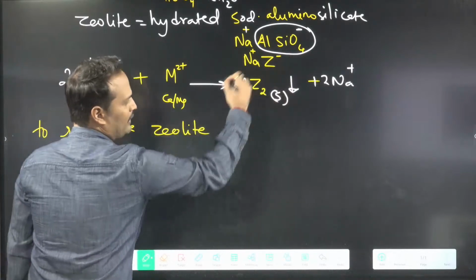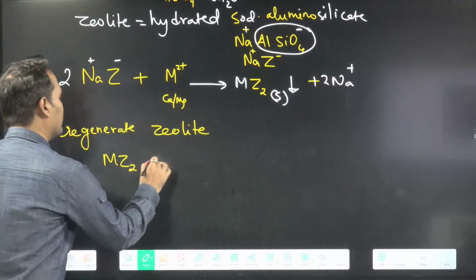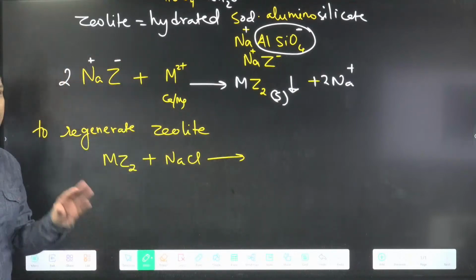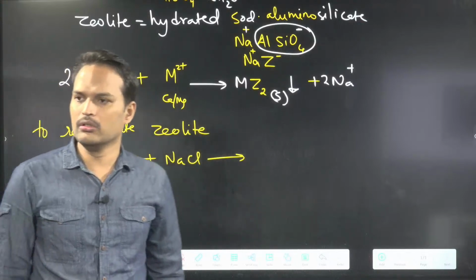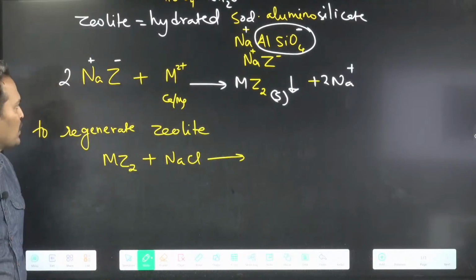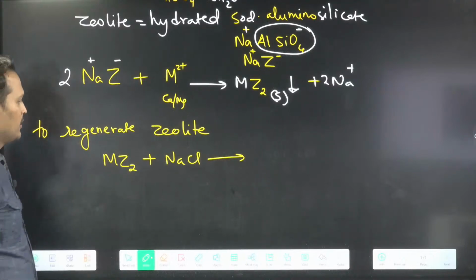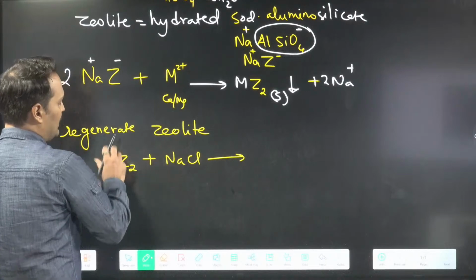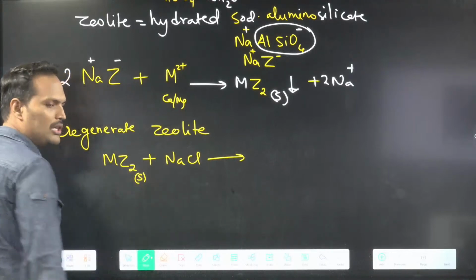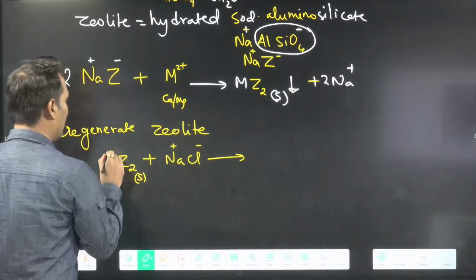What you have to simply do, whatever solid you got, you bring it, MZ2. Okay? And you treat with NaCl. Now it's your time to tell me the product. You have to simply do displacement. How can we do it? Tell me. NaCl I will add to regenerate. To regenerate M. M was precipitate here. So I will regenerate. Just do displacement, plus minus.